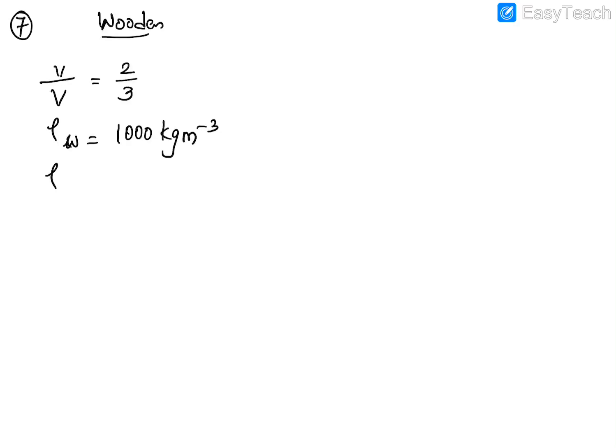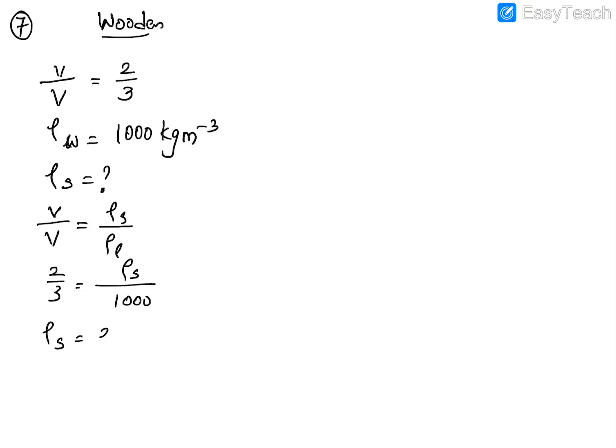So we don't know the density of the solid, that is wood. I think you all can find it yourself now. So how will you find it? Small v upon capital V is equal to rho s upon rho L. So 2/3 is equal to rho s upon 1000. So rho s is equal to 2000 upon 3, which is equal to 666.67, on rounding off, kg per meter cube.